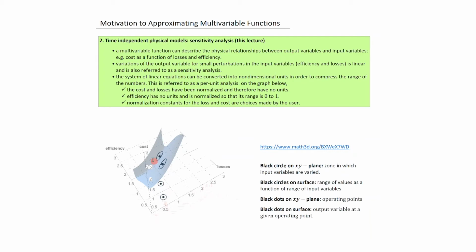Move to a different operating point and you'll find it might be much more sensitive. Small changes might lead to dramatic changes in the cost. So this is just a legend showing you that the black circle on the XY plane is the zone in which input variables are varied. The black circles on the surface are the range of values as a function of the range of input variables. Black dots on the XY plane are the operating points. The black dots on the surface are the output variable at a given operating point. So that means we're just going straight up to this point on the surface.